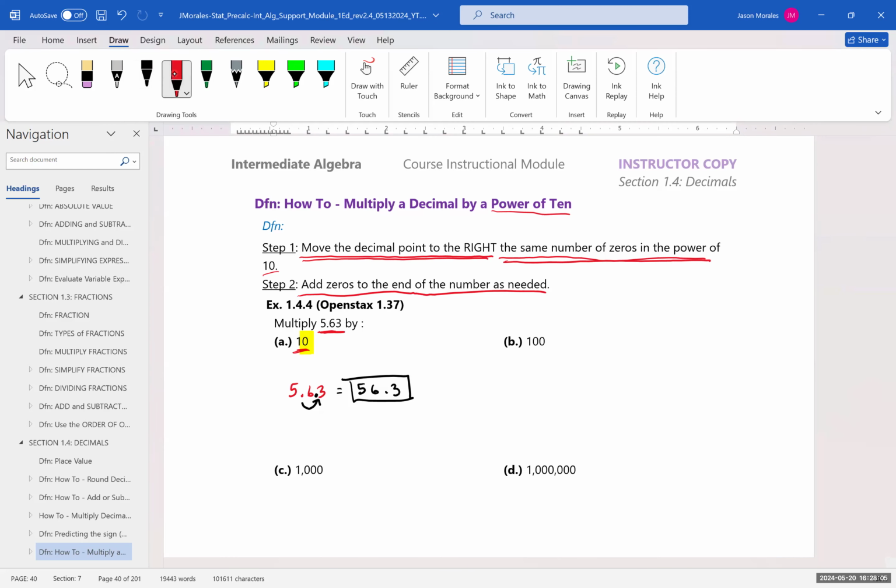All right. Now let's look at multiplying 5.63 times 100. So we've got 5.63. How many zeros do we have? We've got 2. So that means we're going to move the decimal place 1, 2 places, and that will be the new decimal point. So 5.63 times 100 is 563.